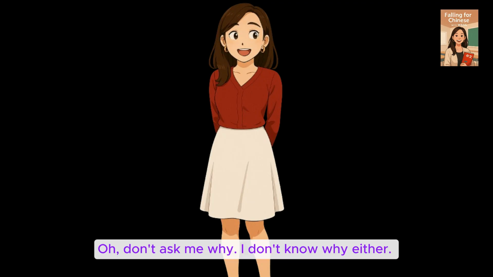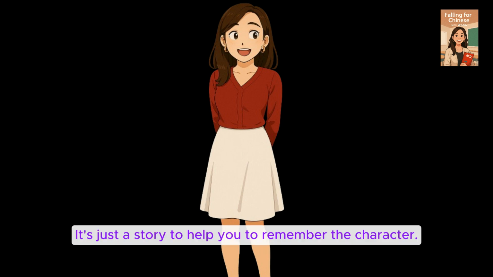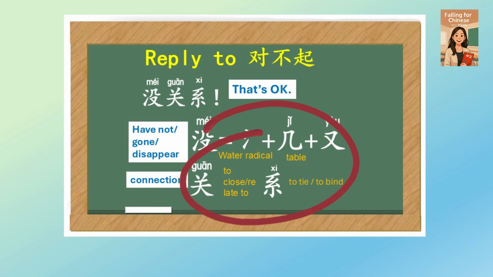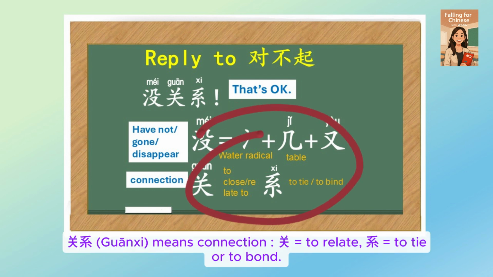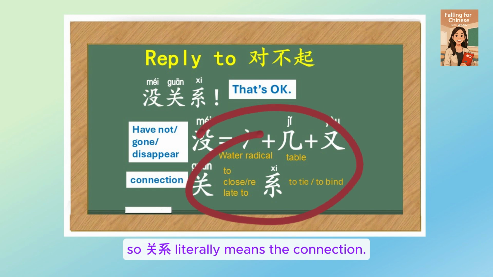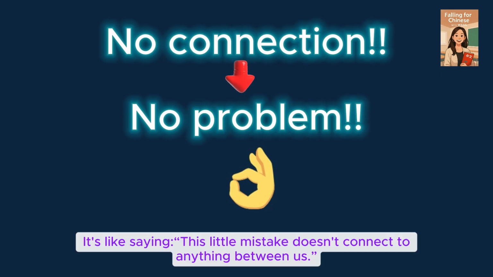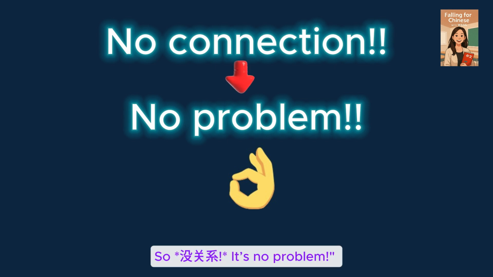Oh, don't ask me why. I don't know why either. It's just a story to help you to remember the character. Let's look at 关系. 关系 means connection. 关 means to relate. 系 means to tie or to bond. So 关系 literally means the connection. It's like saying this little mistake doesn't connect to anything between us. So 没关系. It's no problem.